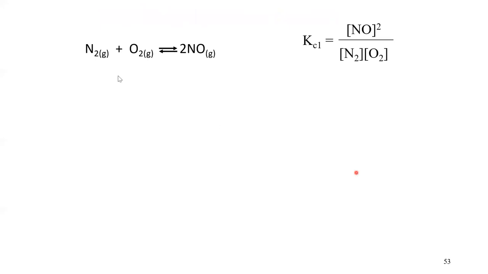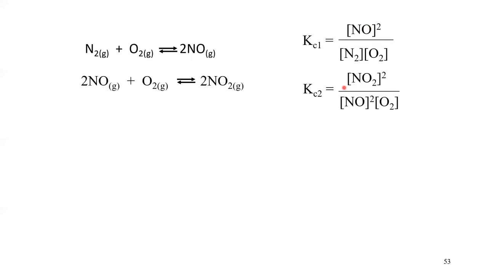So let's look at something else. Let's say that we have nitrogen and oxygen producing nitrogen monoxide. Well, the concentration of the products over the concentration of the reactants raised to the power of the coefficient in the balanced equation. And then let's say that we have a second equation. So we've got NO plus O2 gives us NO2. We can write a K expression for that second reaction. Again, products over reactants raised to the power of the coefficient in the balanced equation.